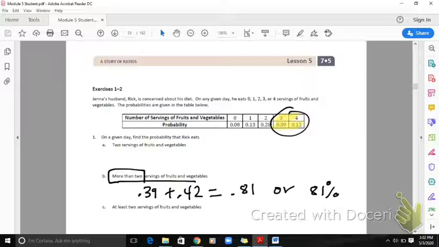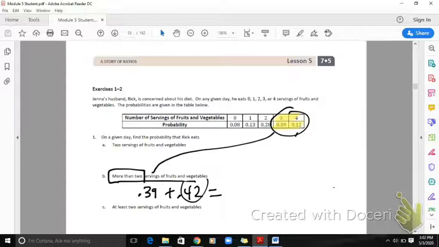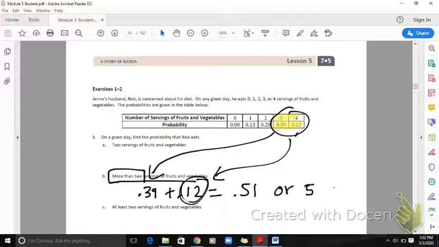Alright, who caught my mistake? Hopefully some of you guys did. Just looking there, I accidentally wrote 0.42 for 4 servings. That's not 0.42, it's 0.12. Right? So let's go back a little bit, erase these. Again, jumping back, it says, what's the probability that he eats more than 2 servings? So that's 3 servings or 4 servings. So I write down the probability for 3 servings is 0.39, and the probability for 4 servings is 0.12. So you add those 2 together, you get 0.51 or 51%.